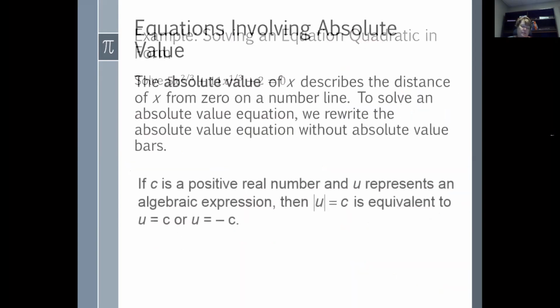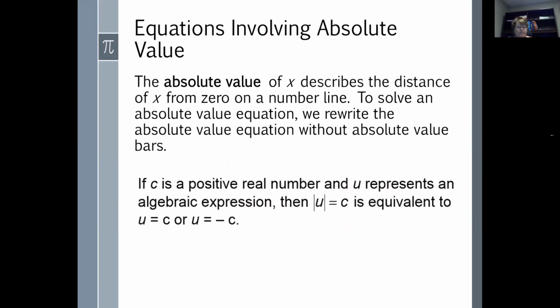All right, absolute value. I see a lot of ways that people solve absolute value equations. Do it the way I tell you to do it.